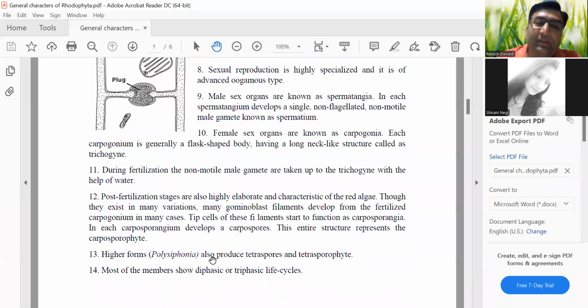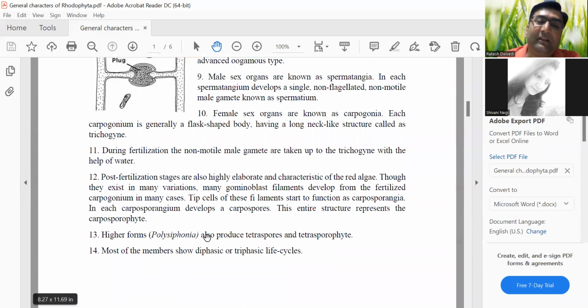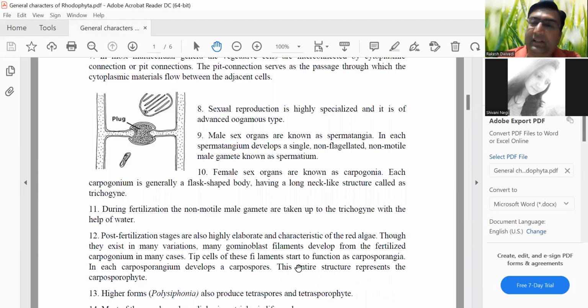In higher forms, for example, Polysiphonia, they produce tetraspores and tetrasporophyte. These carpospores develop into tetrasporophyte, and tetrasporophyte forms the tetraspore, but it is found in higher red algal form. Most of the members show diphasic or triphasic life cycle. So this is about the general characters of the red algae.